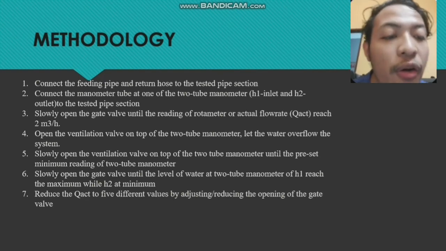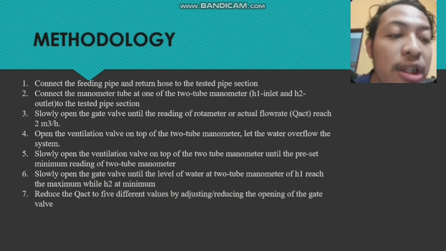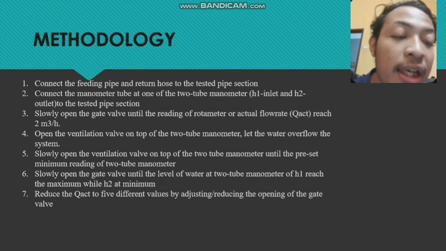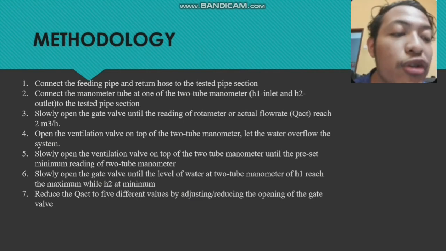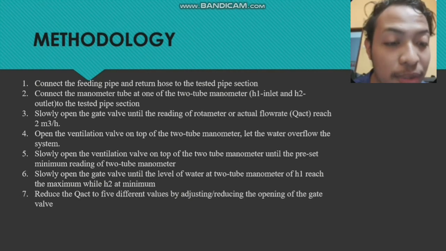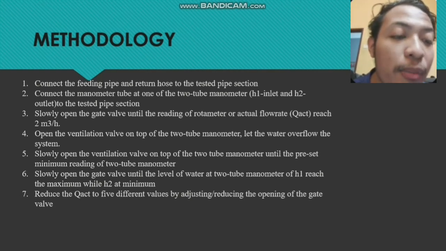And number 4, open the ventilation valve on top of the two-tube manometer and let the water overflow the system. Number 5 is to slowly open the ventilation valve on the top of the two-tube manometer until the preset minimum reading of the two-tube manometer. Number 6 is to slowly open the gate valve until the level of water at the two-tube manometer of H1 reaches the maximum while H2 is at minimum.